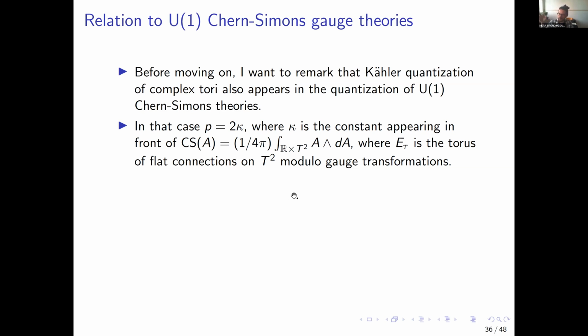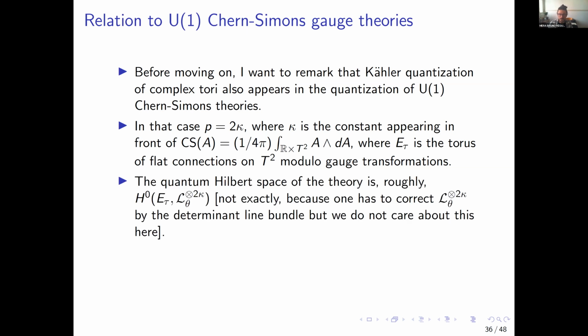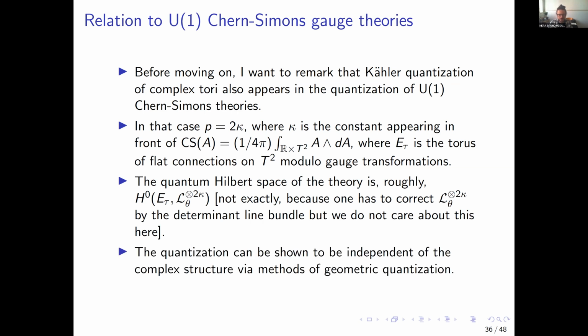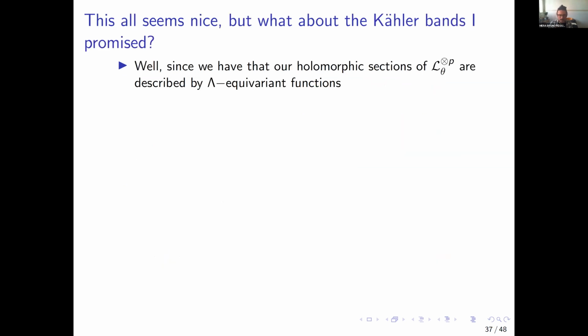And our complex torus, which was the Brillouin zone, is the torus of flat connections on a real torus modulo gauge transformations. The quantum Hilbert space of the theory, which results from quantization, is roughly this space of theta functions. Well, not exactly, because one actually has to take into account the determinant line bundle, but we do not care about this here. So another point is that this quantization can be shown to be independent of complex structure via methods of geometric quantization. And this is actually something I would like to explore, but this talk is out of the scope right now.